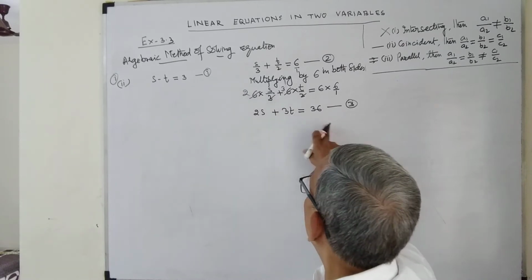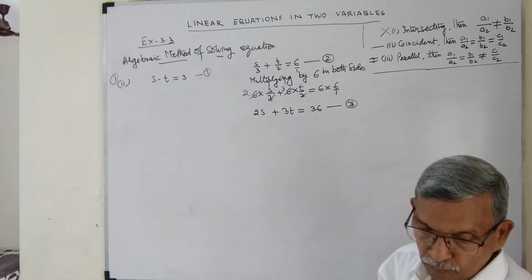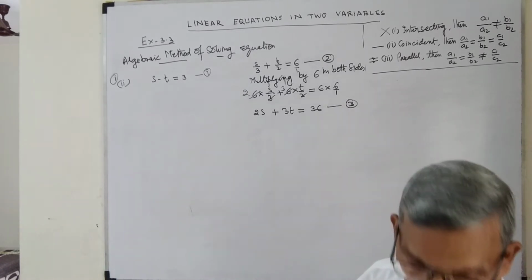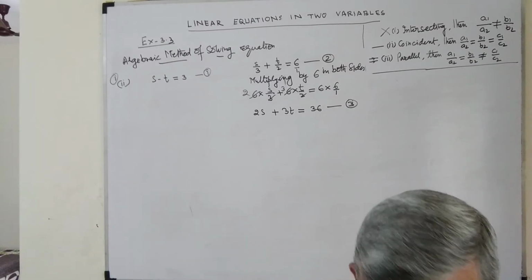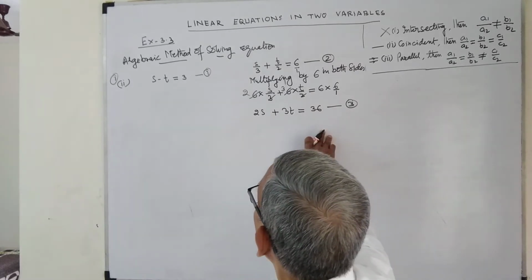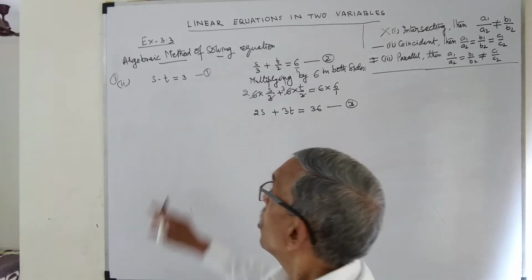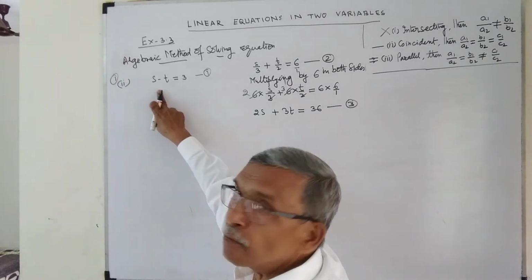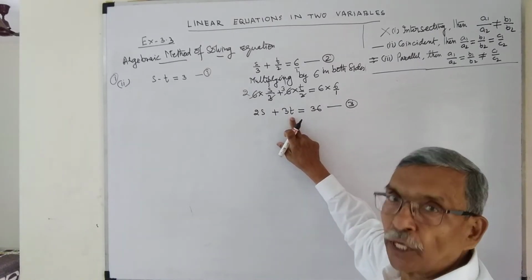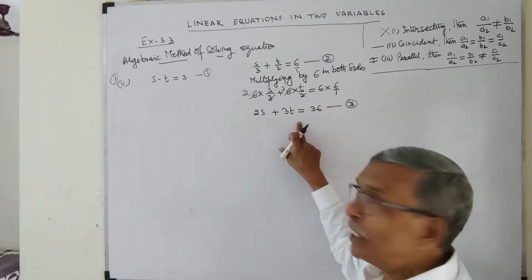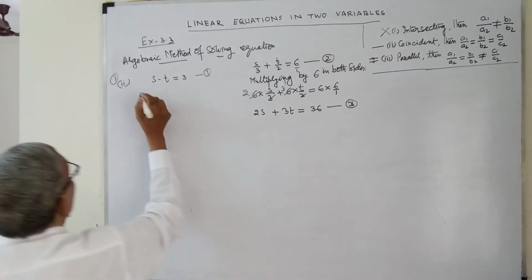Now we will consider equation 1 and 3. So what will we do? I am doing it here by the elimination method. The coefficient of t is -1 and here the coefficient of t is 3, and they have opposite signs. So it is easy to eliminate t. So here we will multiply by 3.